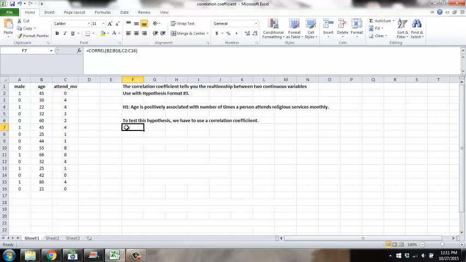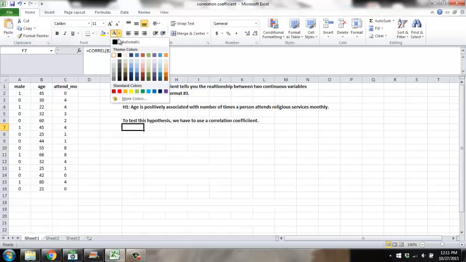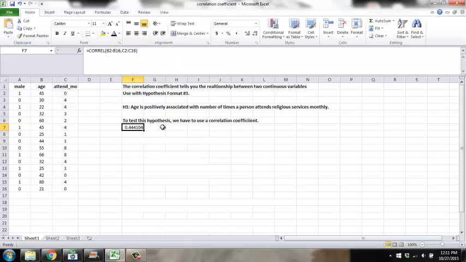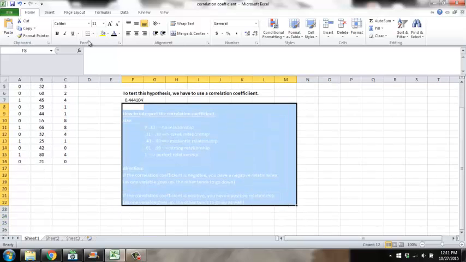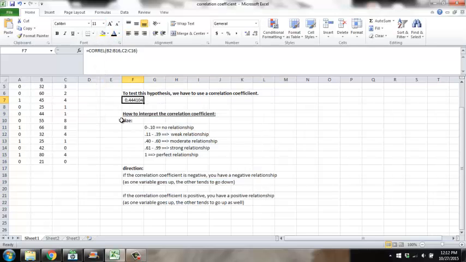And it tells us that the correlation that we get with these two variables, age and attend monthly, is 0.44. So that's how you do it. And here's some other things to know. Once we get the correlation coefficient, we have to determine the size. How strong is it? Let's call that the strength of relationship.